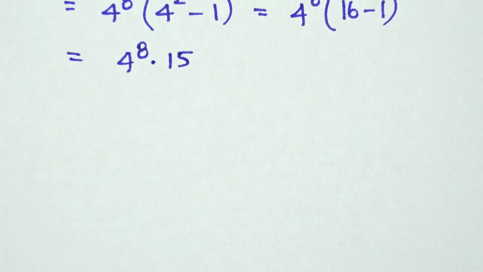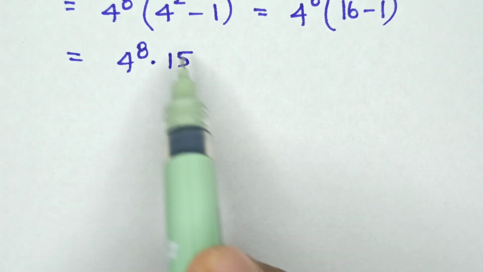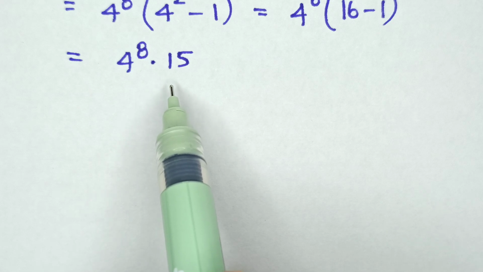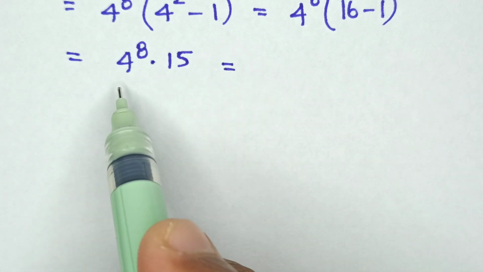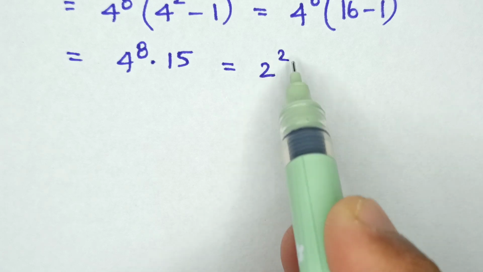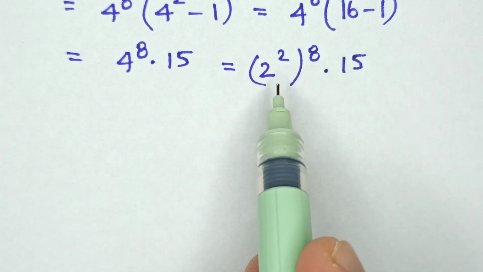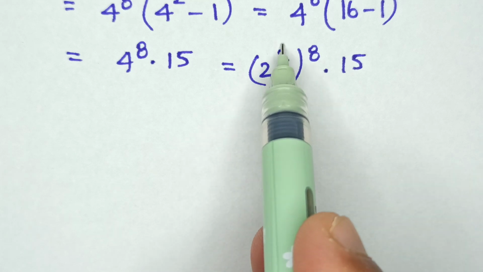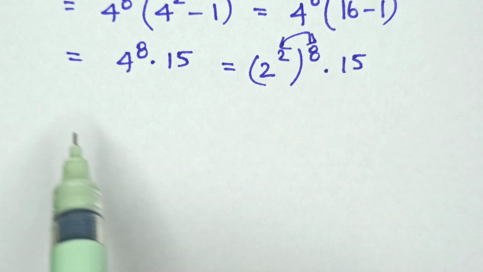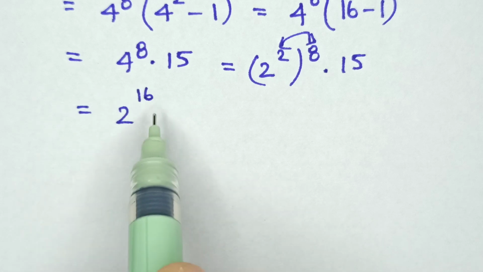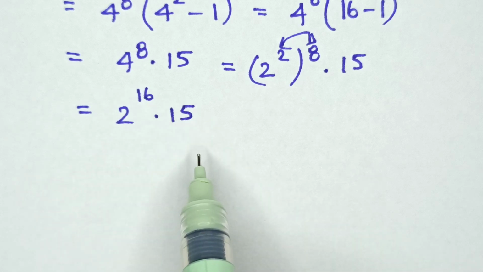Now in the next step I'm going to reduce this number into a much smaller power. For that I'm going to write this 4 as 2 raised to the power of 2 and keep the remaining quotient intact. Now here I'm going to use another property of exponents where these two numbers can be multiplied. So this would become 2 raised to the power 16 multiplied by 15.